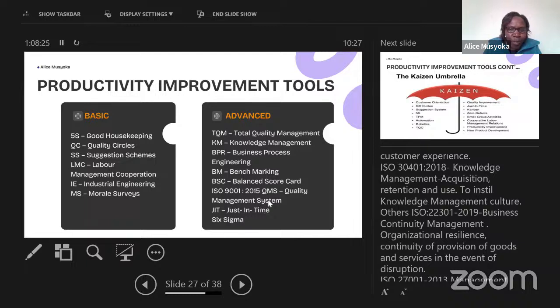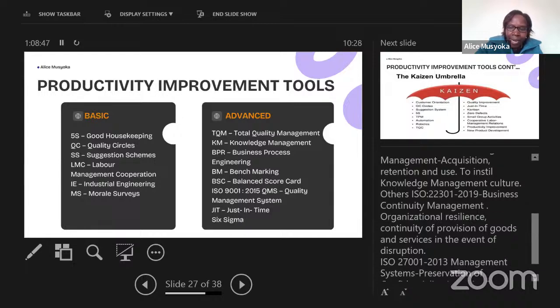We have the ISO 9001 of 2015, the QMS, that is Quality Management System. And under ISO, we also have ISO 30401 of 2018, which is knowledge management. Knowledge management is about acquisition, retention, and use of knowledge in an organization, and it aims at instilling a knowledge management culture.